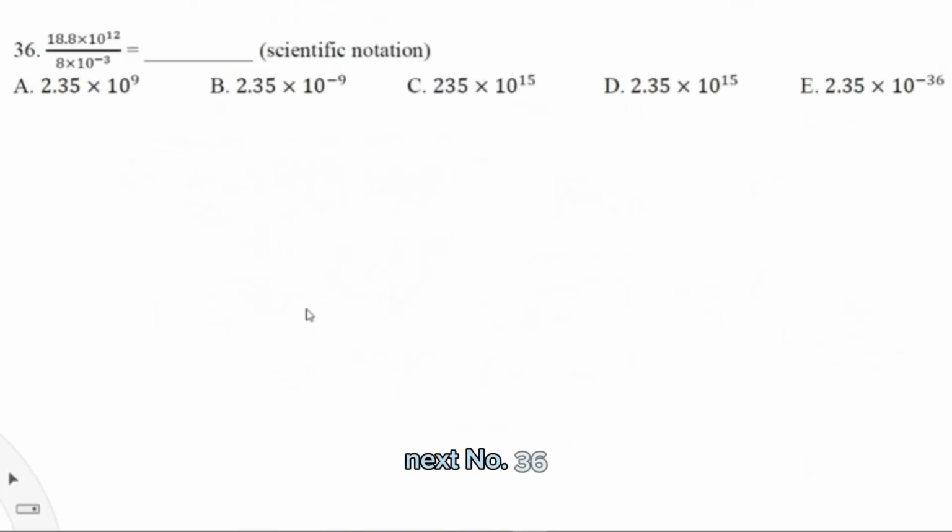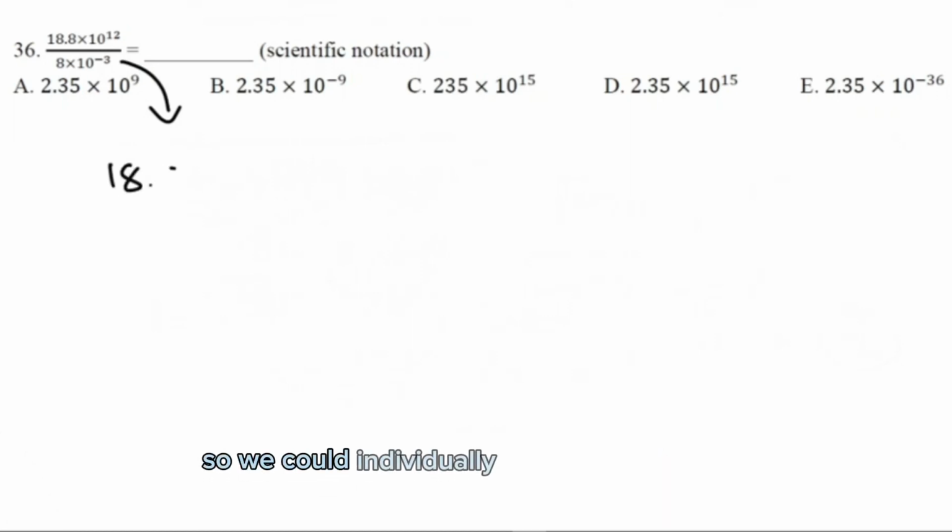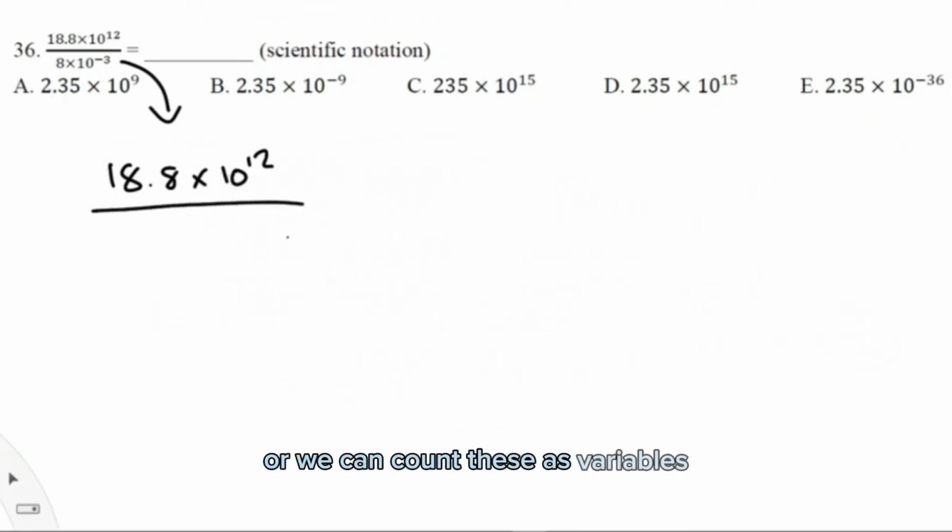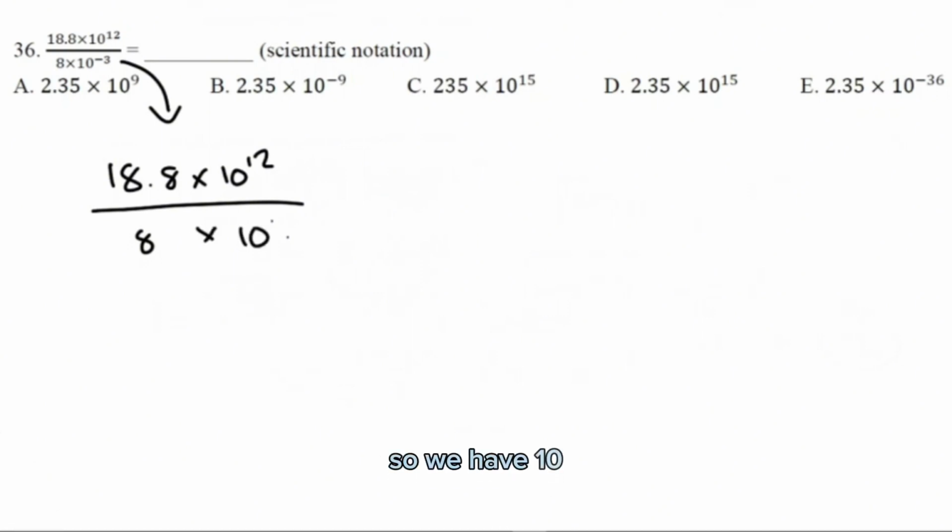Next, number 36. 18.8 times 10 to the power of 12 over 8 times 10 to the power of negative 3 equals what in scientific notation? Alright, so we have this scientific notation, the division problem here, right? So we could individually solve the numerator and denominator and then figure out what the division is, or we can count these as variables and just subtract the exponents and then divide. So we have 10 to the negative 3.